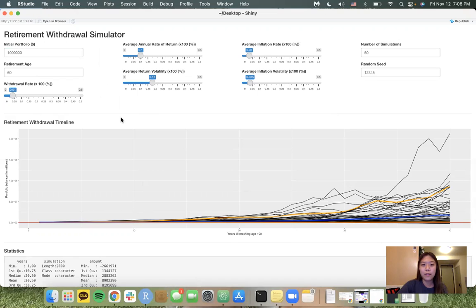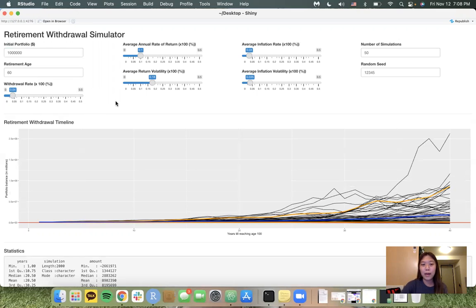Another limitation would definitely be the fact that my withdrawal rates and the other rates are capped at 0.5 or 50%. And so hypothetically, if we did want to have a withdrawal rate of something greater than 50%, the simulator would not be able to do that because the maximum value would be at 50%.